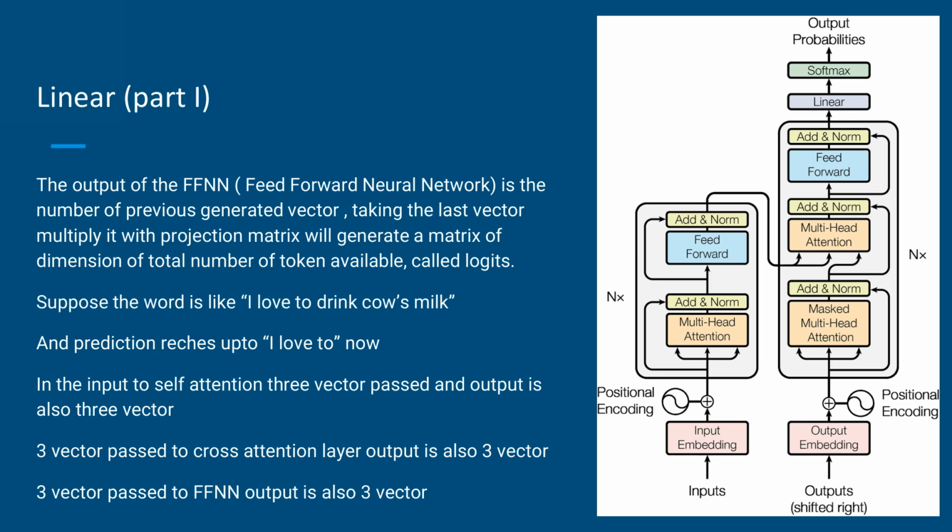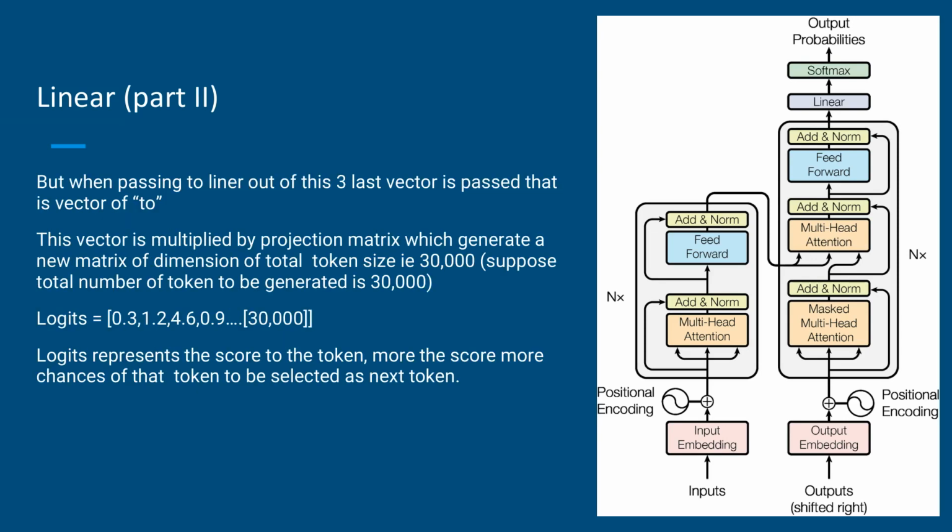love to" now. In the input to self-attention, 3 vectors are passed and the output is also 3 vectors. 3 vectors passed to the cross-attention layer, output is also 3 vectors. 3 vectors passed to the FFN and the output is also 3 vectors. But when passing to linear, only the last vector out of these 3 is passed, that is a vector of 2.